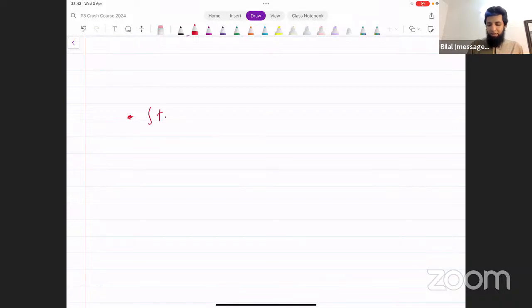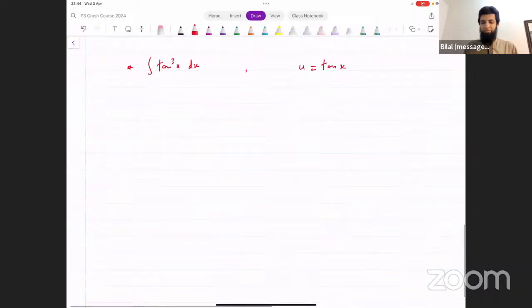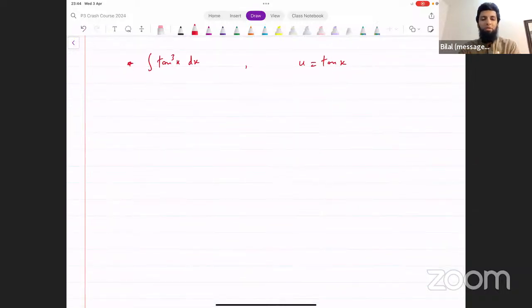Now, what about tan cube? How do you integrate tan cube of x with respect to x? Now, tan cube can be integrated using this substitution. Again, they will tell you what substitution to use. So they'll tell you, in this case, u equals tan x. This is the substitution that you've got to use.